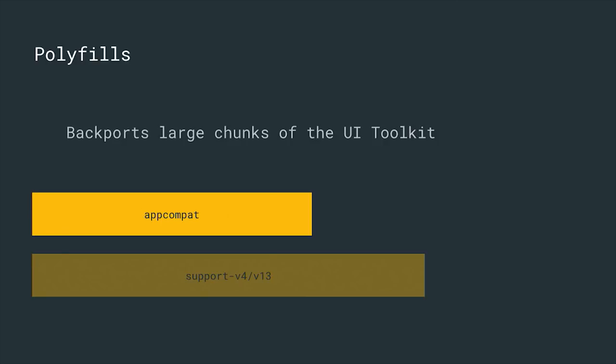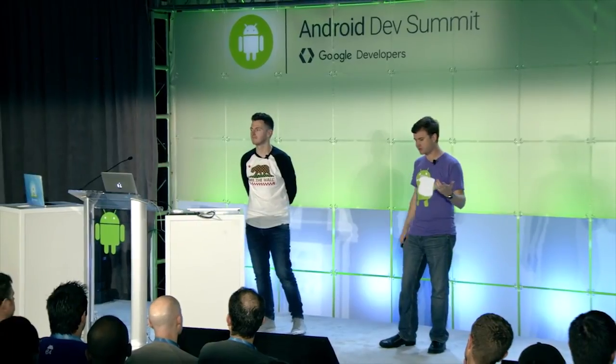We have backported large chunks of the UI toolkit as it's advanced forward in terms of material design and even Holo before it, in the form of the AppCompat library. Now, this tries to track a lot of the other framework changes, so that it fills in any missing functionality in older versions of the platform.